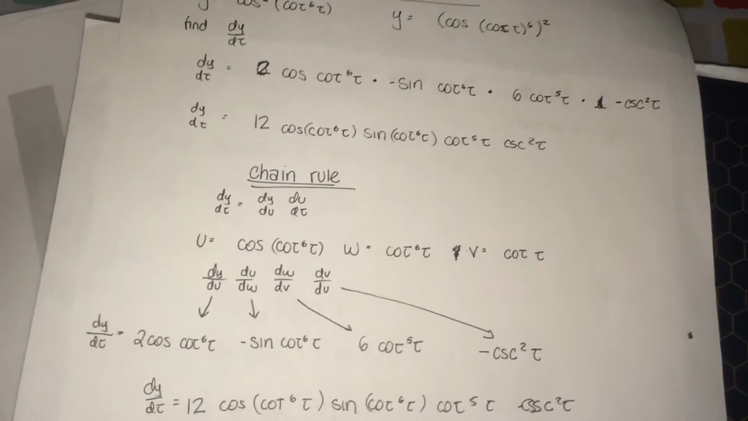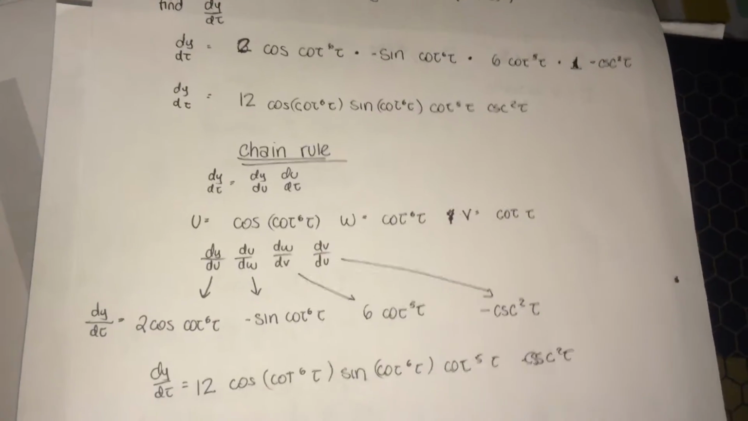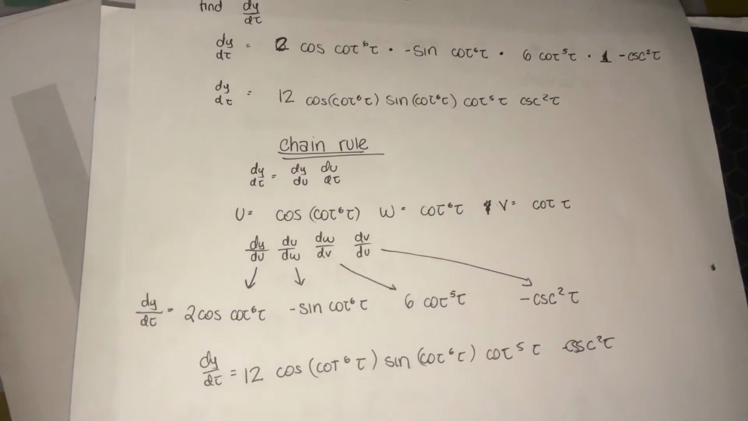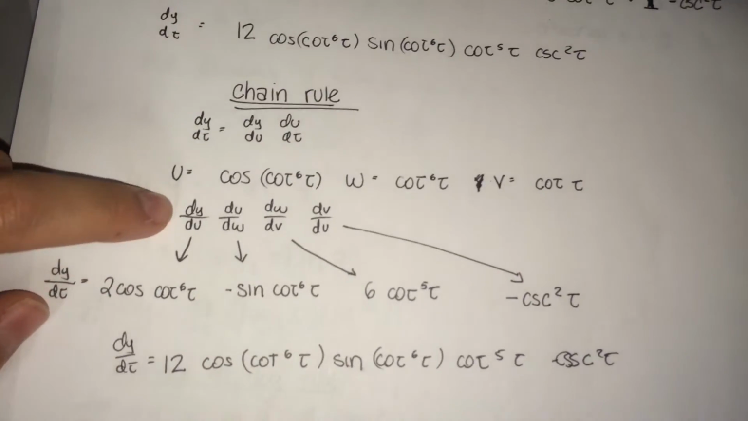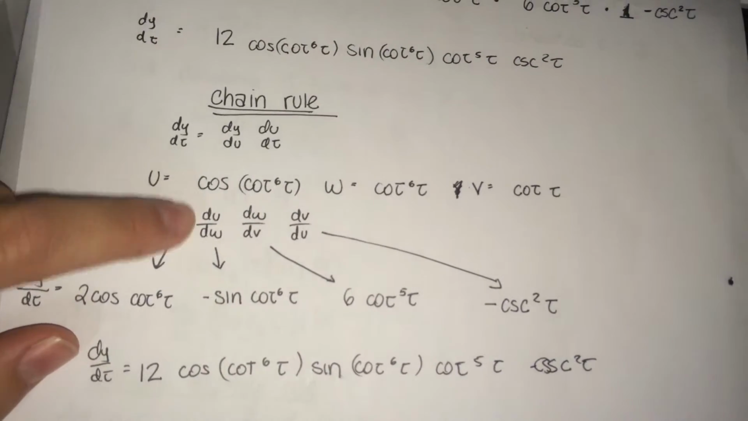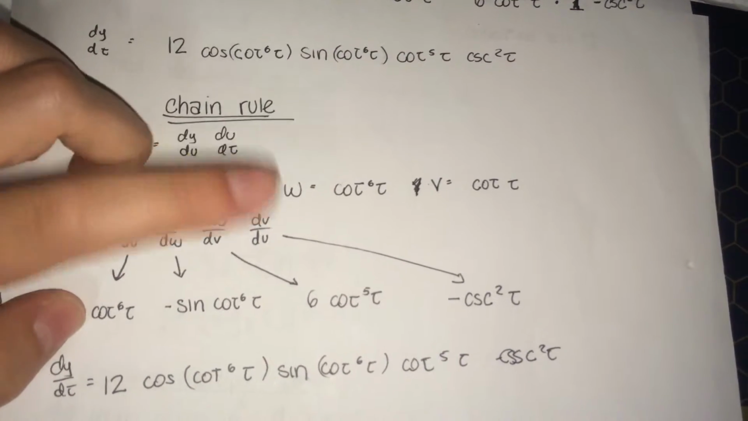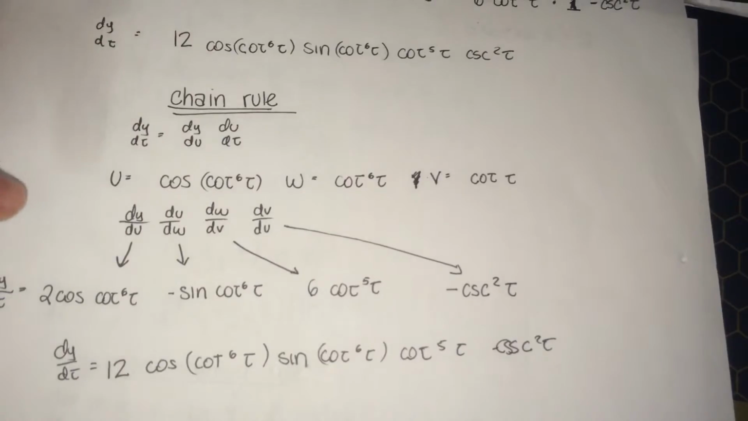So u will be cosine cotangent to the power of 6t, w will be cotangent to the power of 6t, and then v will be cotangent t. And this is simply to make my life doing the chain rule easier. So I know I'm going to have to do dy du times du dw times dw dv times dv dt, to give in the end. These all cancel out and it gives you dy dt.